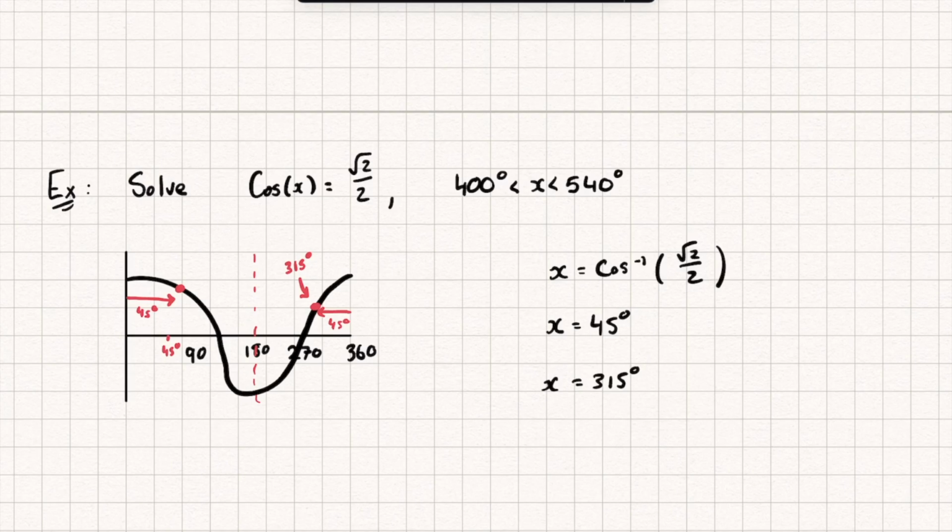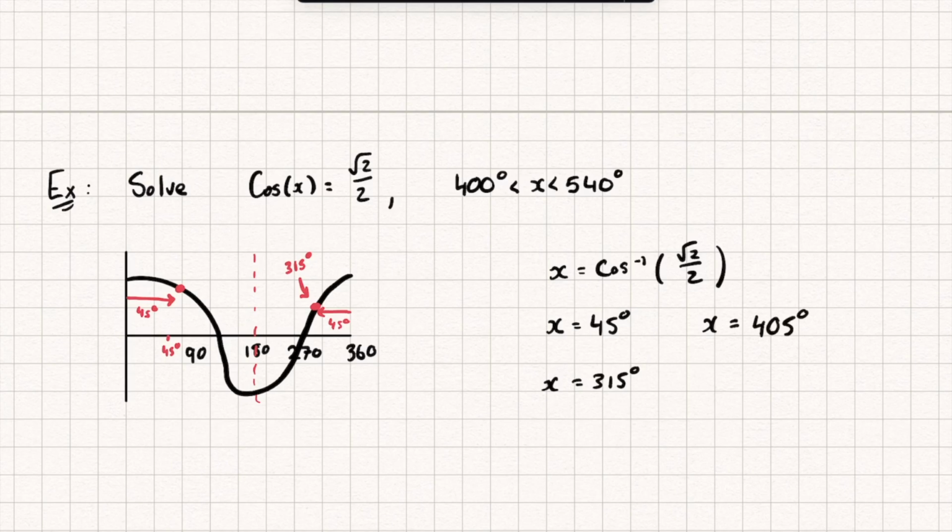So now we've found the 2 solutions in this initial first period between 0 and 360, I'm just going to add or subtract the period of the graph from both of them to jump me to the other solutions. So if I'm at x equals 45 and I add on 360 degrees, that's going to take me to another point on the graph where it equals √2/2. And so 45 plus 360 is 405 degrees.